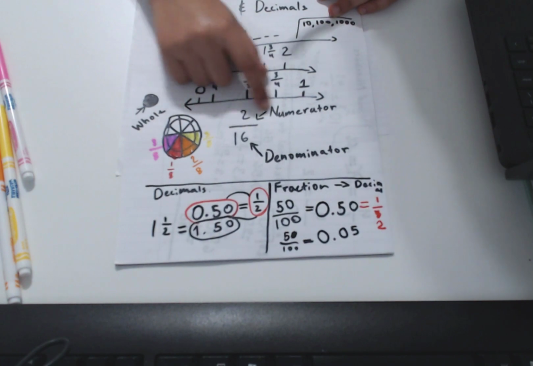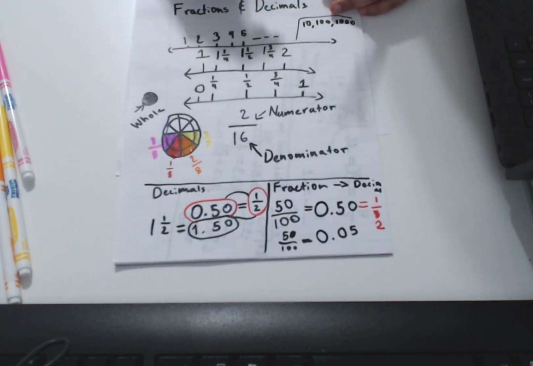The number on top of the line is the numerator, bottom denominator. Sorry. I'll give a more brief explaining of that in a minute.